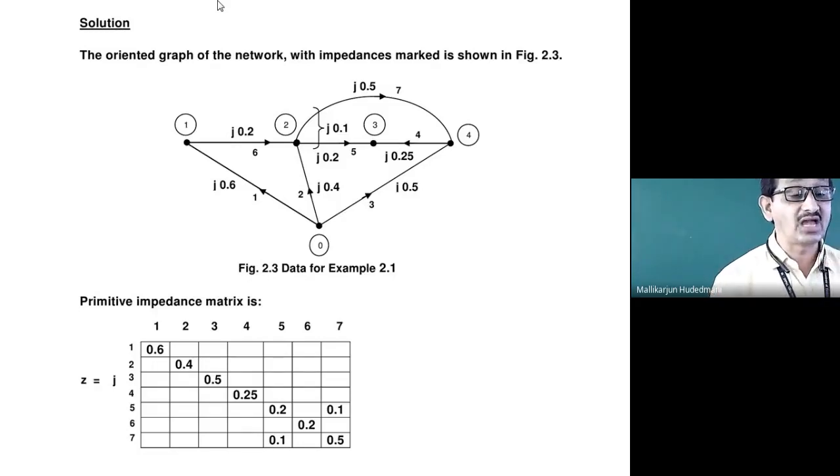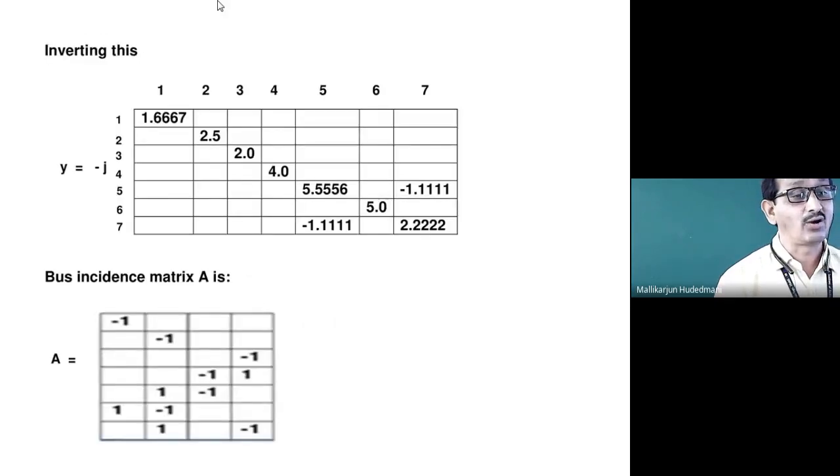You would have used A transpose into Y primitive into A directly. But we should be very careful in the numerical problem. The data of the problem is given to you in the form of impedance or in the form of admittance. Here we are in impedance notation. Inversion of Z to get Y is very necessary. Next, I will move to the next slide. I have got an inversion.